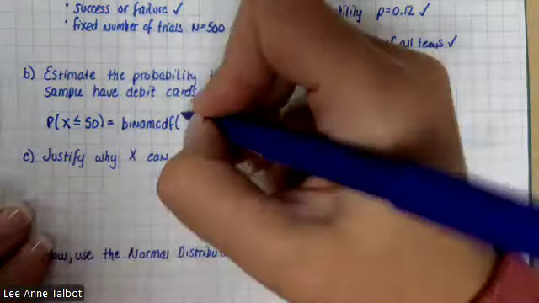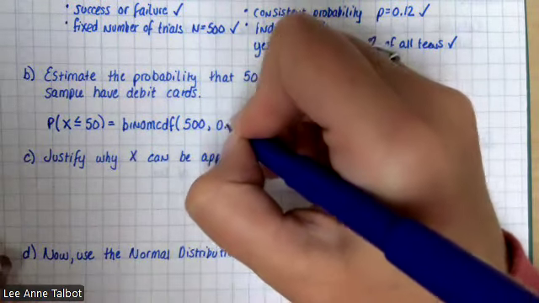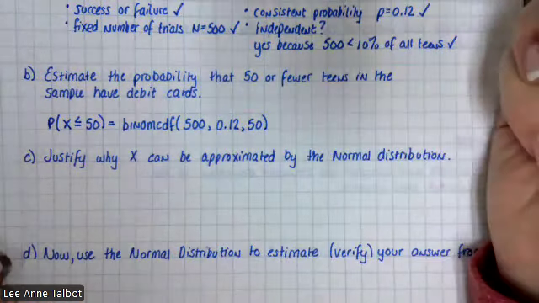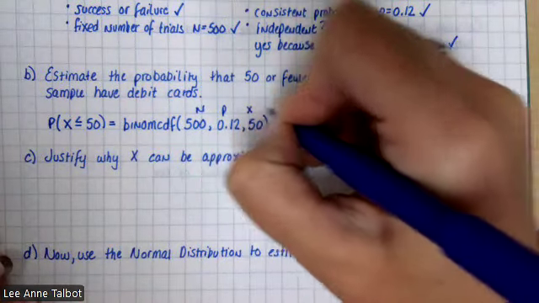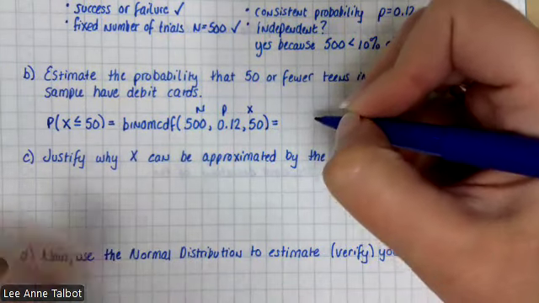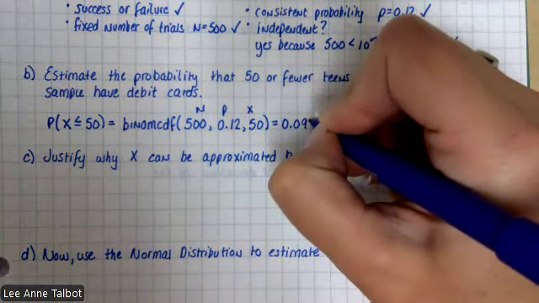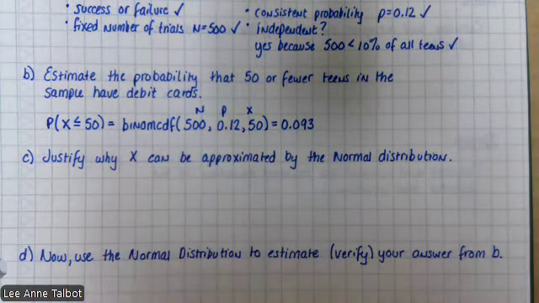Okay, number of trials, 500. Probability, 0.12. 50 or fewer out of the 500. Are you guys okay if I write down the number that I got before you got here? And you know where to find this and where all those numbers came from.